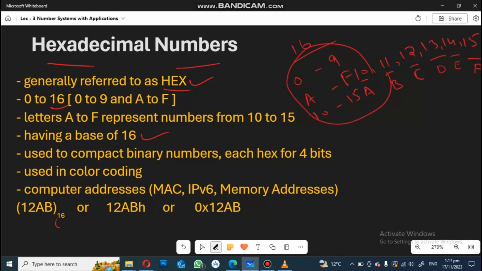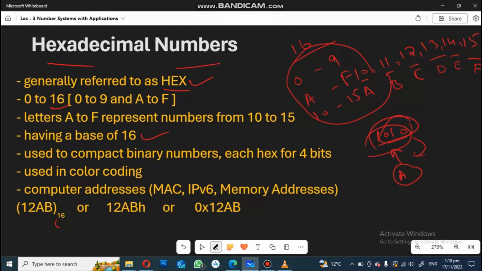Now what is the use of these things? These are also used to compress or compact binary numbers. These are more powerful than octal numbers. Why? Because a single hexadecimal digit is capable of representing more bits than an octal digit. In octal numbers we said that 3 bits are represented by one octal digit, but here a hexadecimal digit is capable of representing 4 bits at a time, which makes some difference between the octal numbers and these.